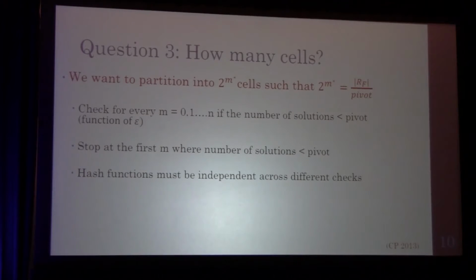To get around this, the algorithm that has been proposed is pretty simple at first glance. Well, we do not know how many cells we have to partition into, so we are going to sequentially check. We want to partition into some power of 2 raised to m. And we are going to try for m equals 0, m equals 1, and we will go till n. And at every step, the check is you partition into 2 raised to m cells, and you pick one of the cells randomly, and you check if the number of solutions in this cell is less than pivot. If the answer is no, you increment your value of m. Important thing, we will be stopping at the first m when the number of solutions is less than pivot.